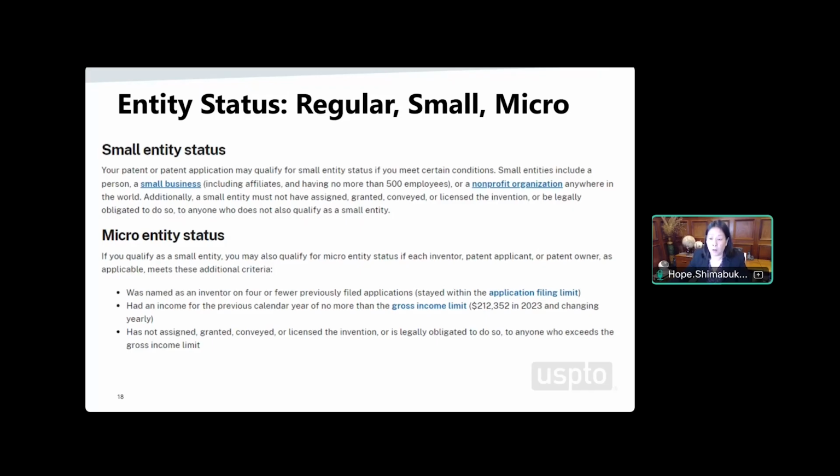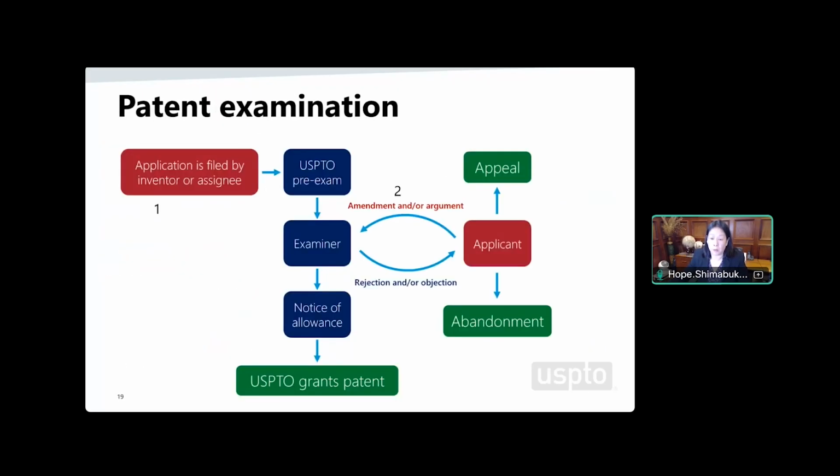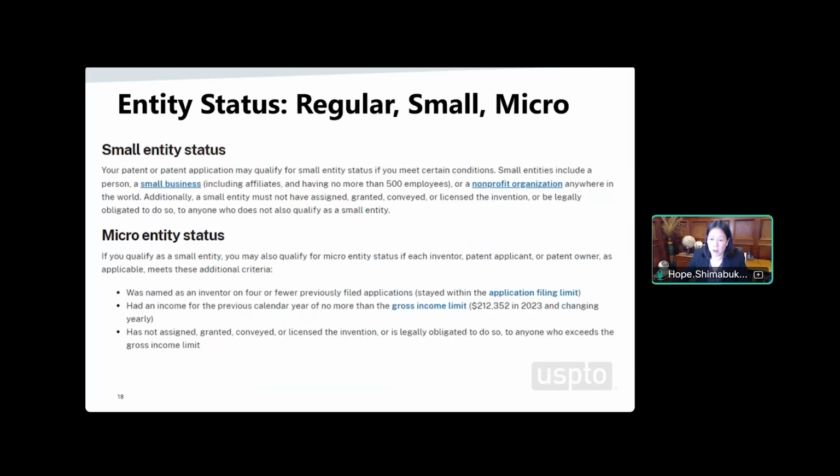But in order to qualify as a small entity, small entities are defined as a nonprofit or a business with less than 500 employees. And they have no legal obligation to assign the invention to another business that would meet the requirements for a regular status. Micro entities tend to be inventors, and they are not serial applicants.